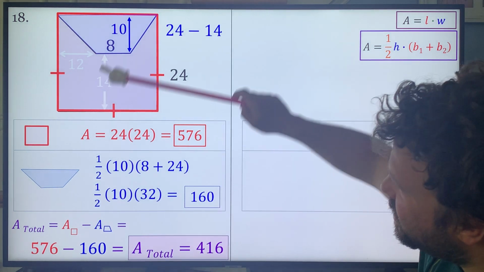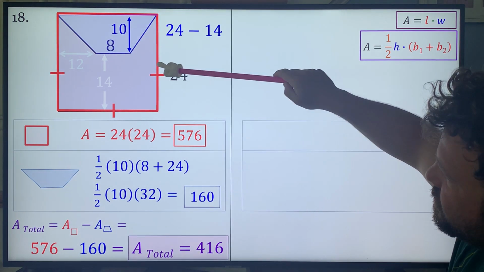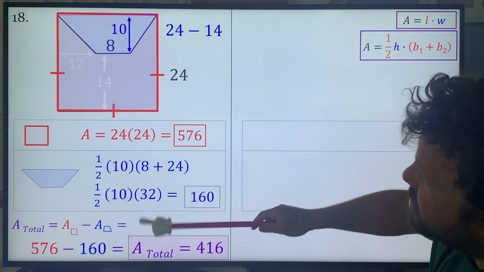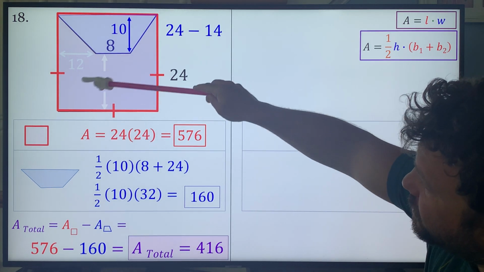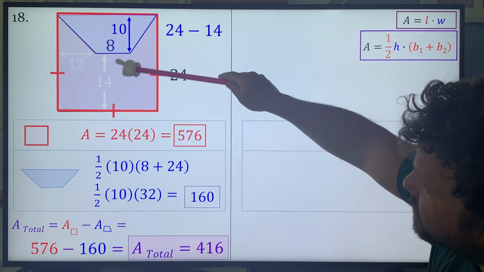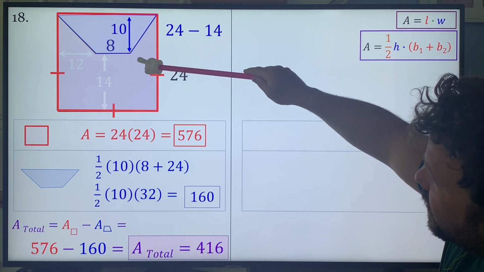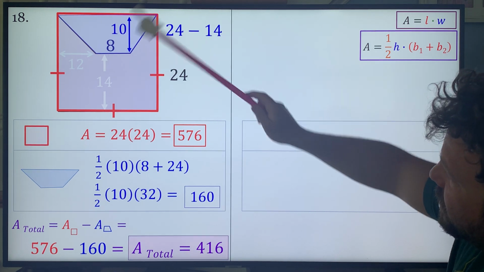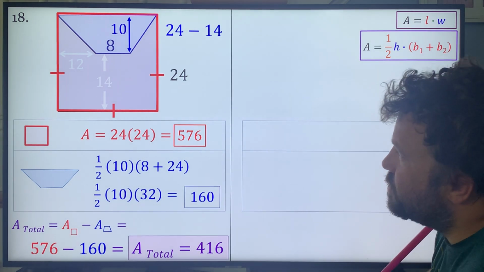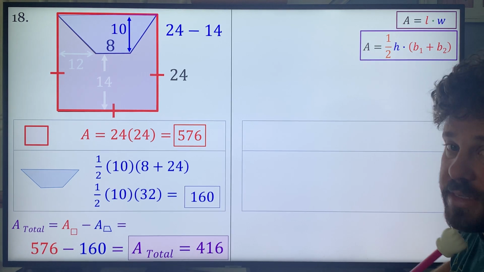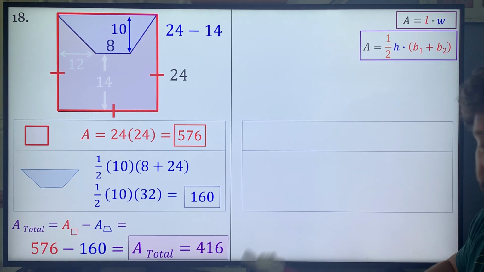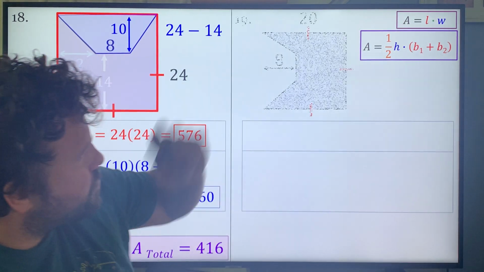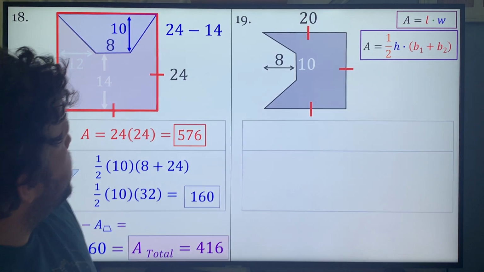Okay? If you did it the other way and found all the trapezoids, this trapezoid would have bases of 14 and 24 and a height of 12. This would be a 14 times 8 rectangle. And this one would be 24 would be the height, and 24 and 14 would be the bases. You could multiply all this stuff through and still get the same answer. Right? So see, same answer, different way. Right here, same basic picture.